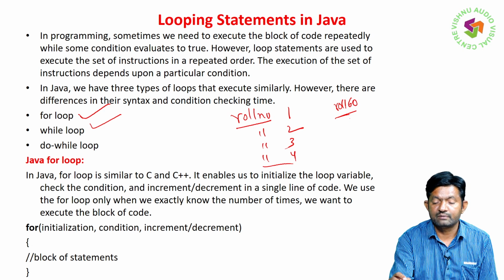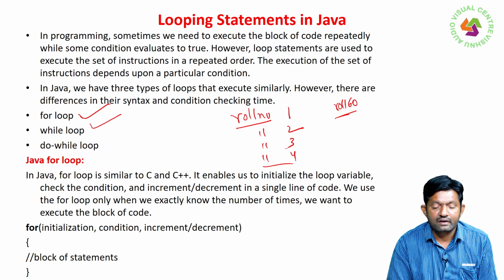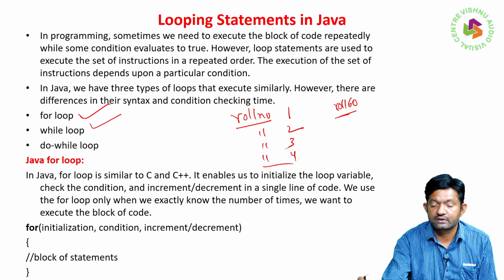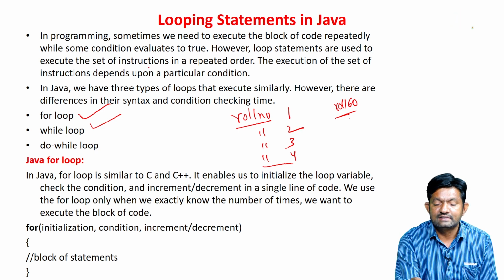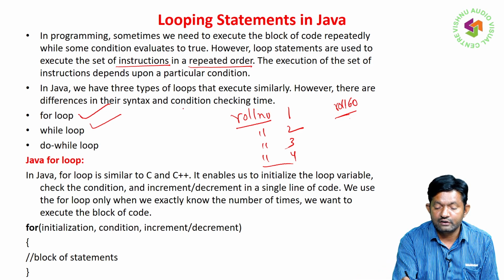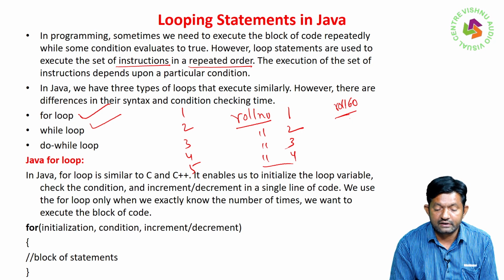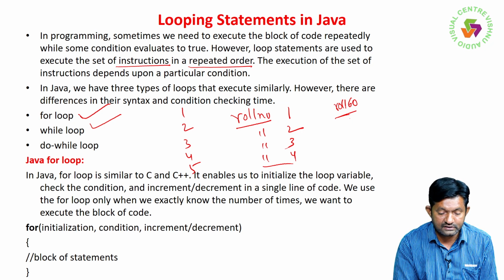To avoid this problem, in programming sometimes we need to execute a block of code repeatedly while some condition evaluates to true. Loop statements are used to execute a set of instructions in a repeated order. Suppose we print values from 1 to 5, we'll go for the for loop. The execution of the set of instructions depends upon a particular condition, that is, we will give the condition.